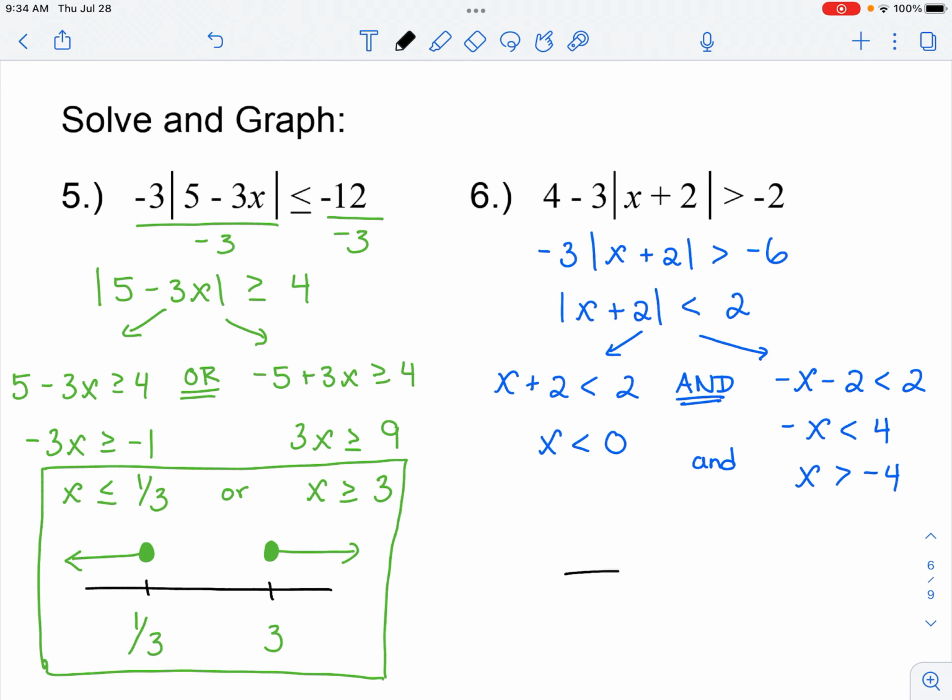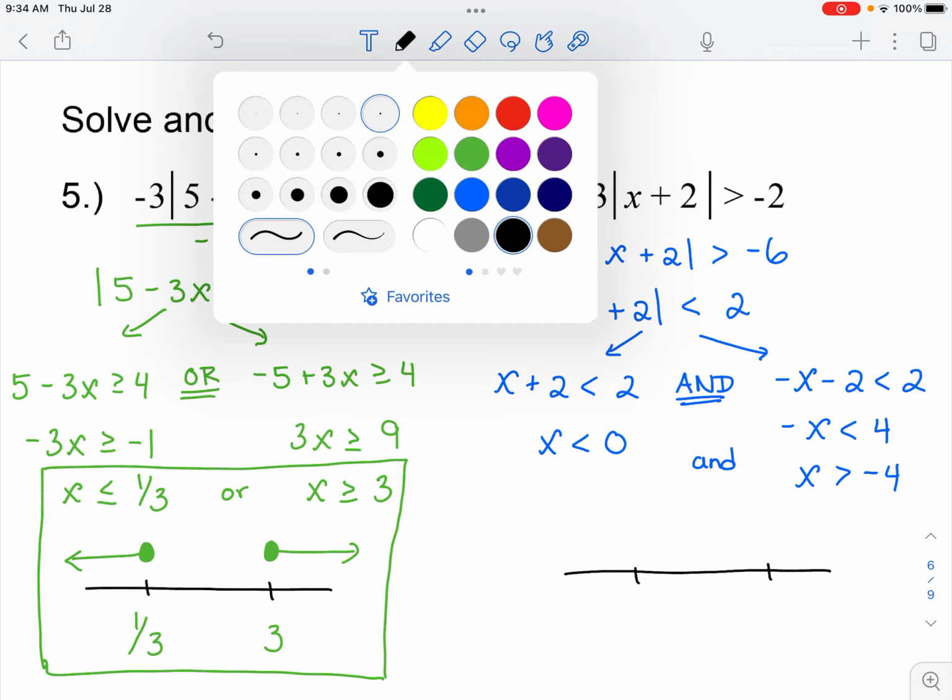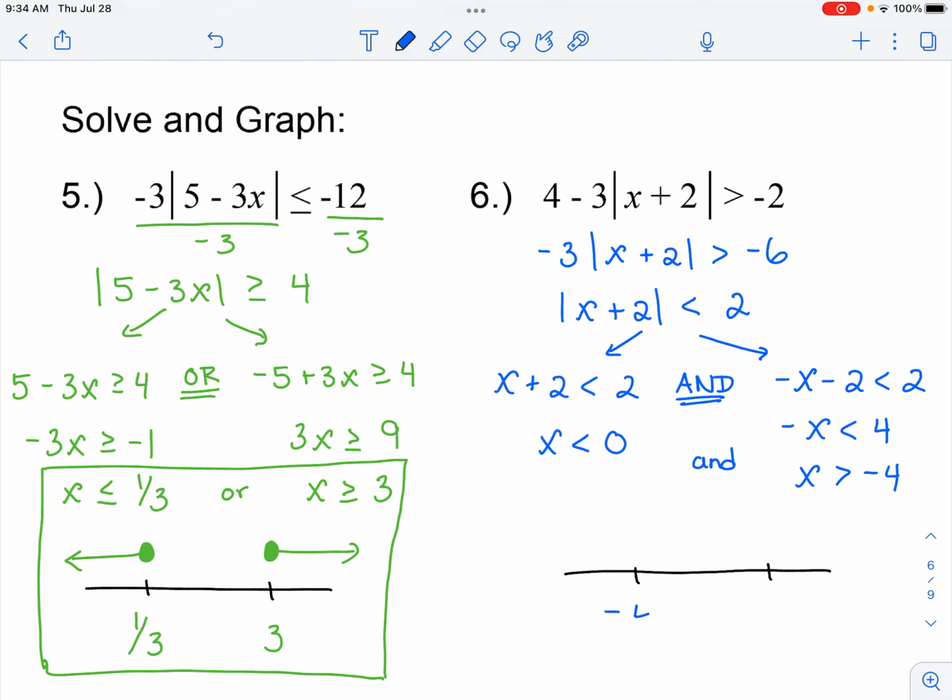Now I want to make a number line. Mark my 2 numbers of interest. Again, the smaller one on the left, that's the -4. The bigger one on the right, that's the 0. These are open circles because there is no equal to in this inequality. X is less than 0, goes to the left. X is greater than -4, goes to the right.